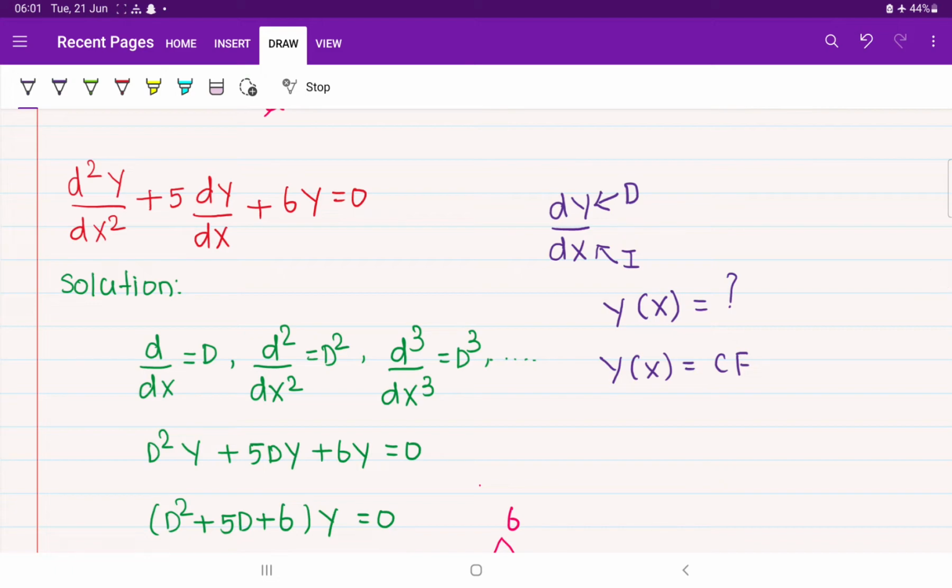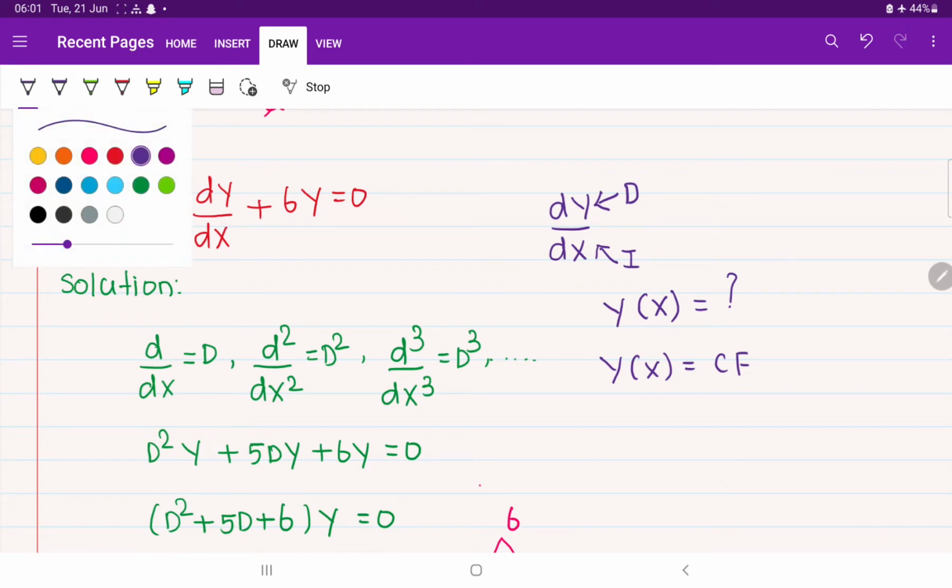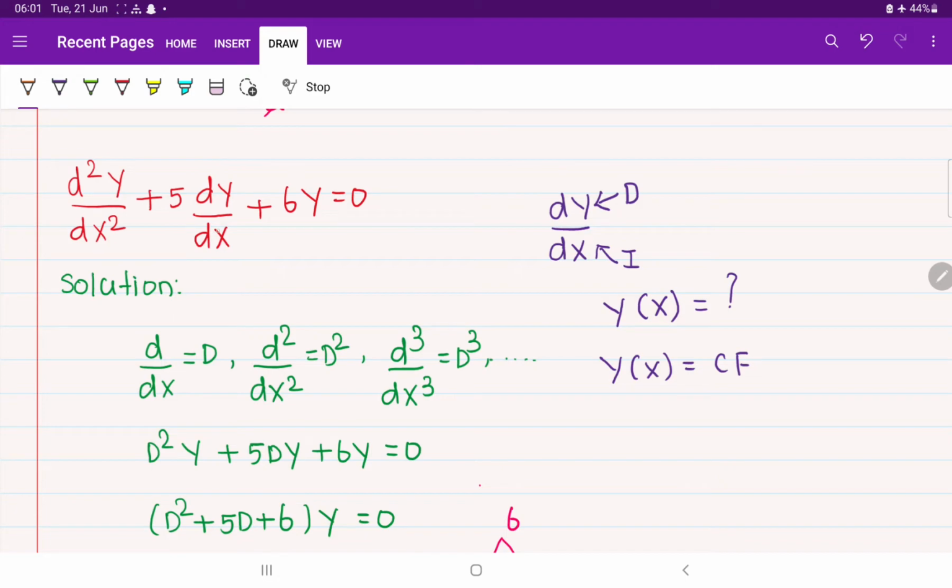Okay, fine. Now the given question is d square y by dx square plus 5 times dy by dx plus 6y equal to 0. Obtain the complete solution for the given function. For the complete solution, first you have to observe the numerator, we have y, and in the denominator we have x. So, it can be written as y of x. We know the numerator means the dependent variable, and the denominator means the independent variable.